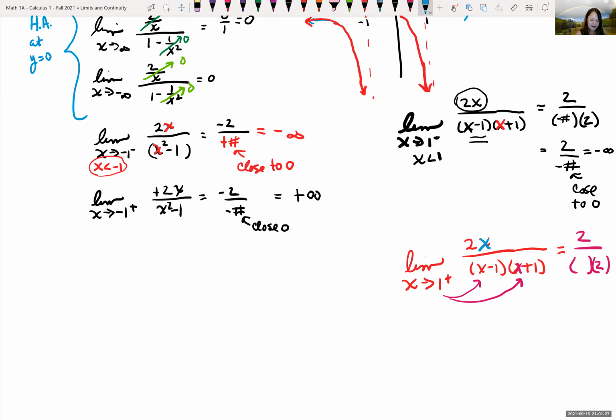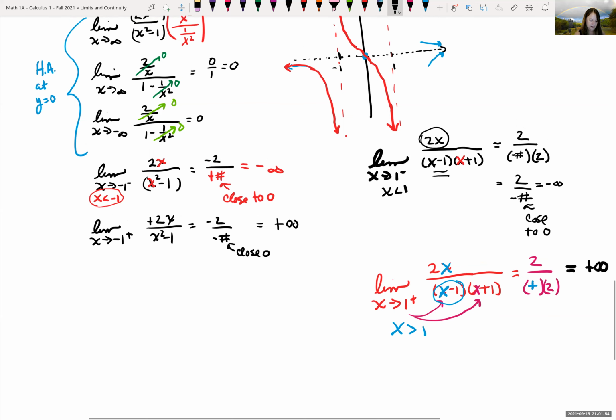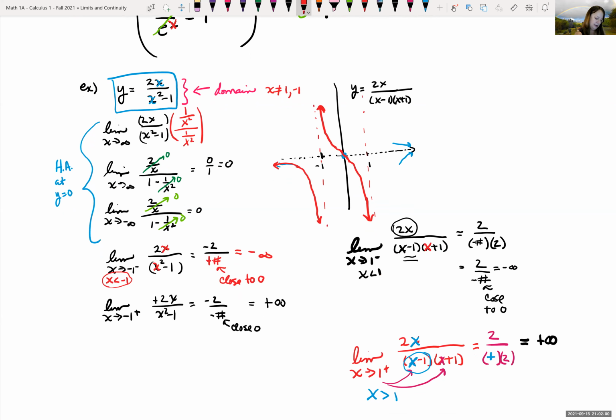Can't have 0 in the denominator. 1 is coming in on the right, so I know that x is greater than 1. And so if I'm putting in a number greater than 1 and subtracting 1 off, I know that that's a positive. And so I would have 2 all over a positive number close to 0, which is going to mean that this is going to go to positive infinity. So I know that this piece coming in on the right-hand side has to shoot upwards as we get closer and closer to 1 on the right.